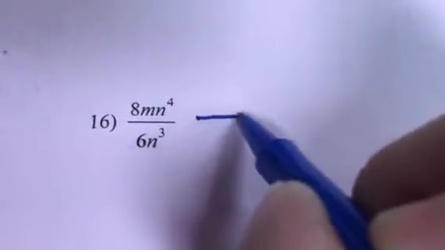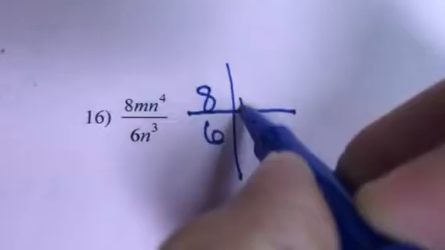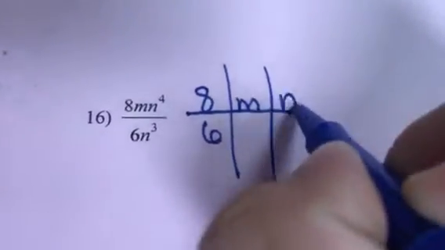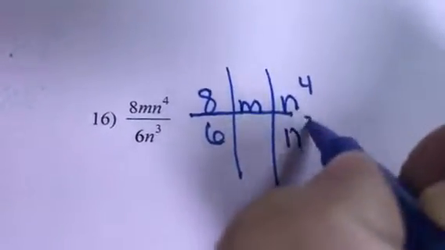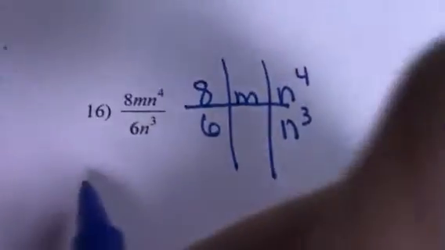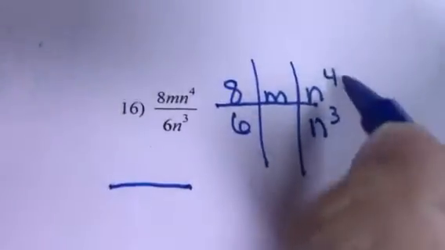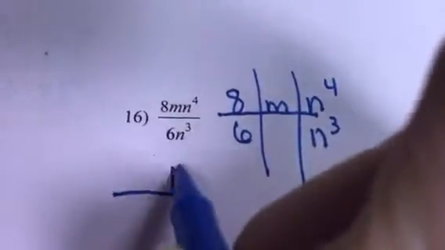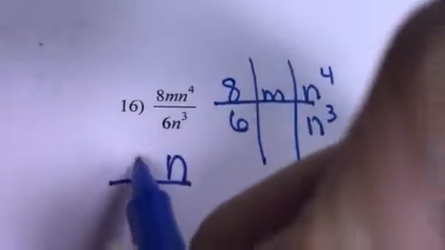Just looking to the back. For instance, on 16, just ignore that. I'll make a house for my numbers, a house for my m, and a house for my n's. So again, these I'll subtract. 4 take away 3 is 1 n left. Since there are more on top, that's where the n will end up. Nothing happens with the m.